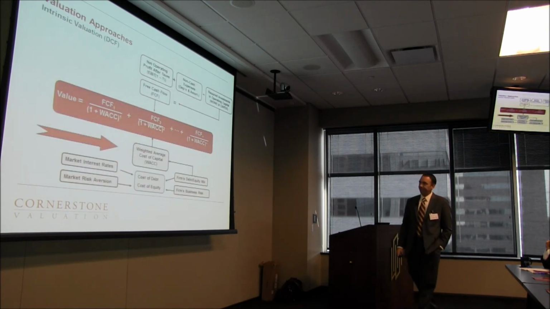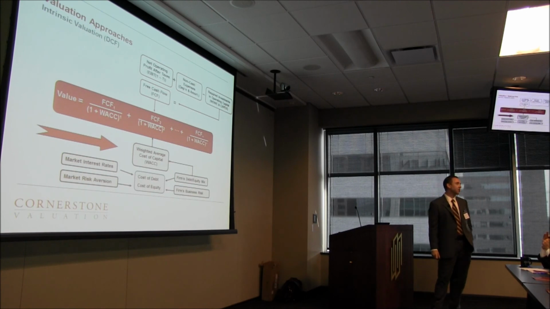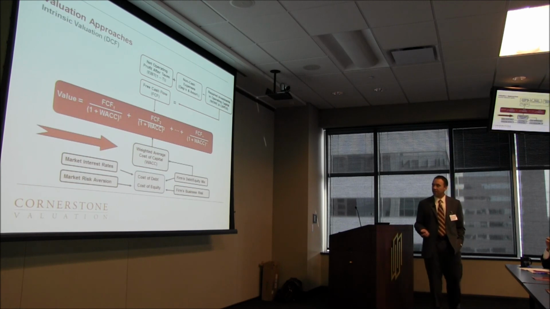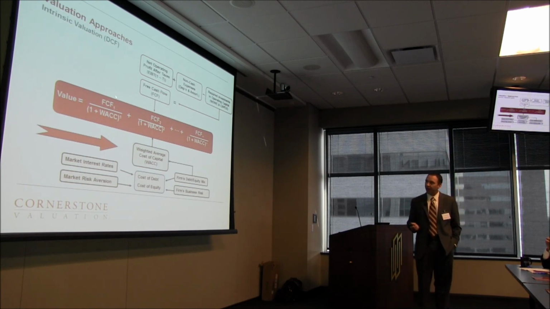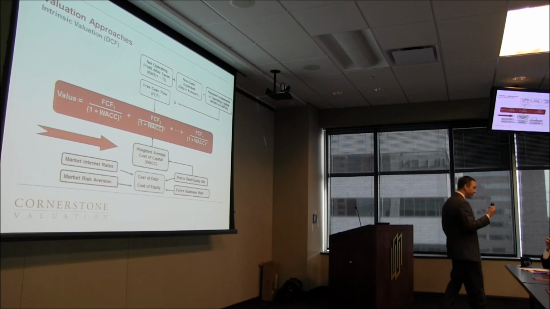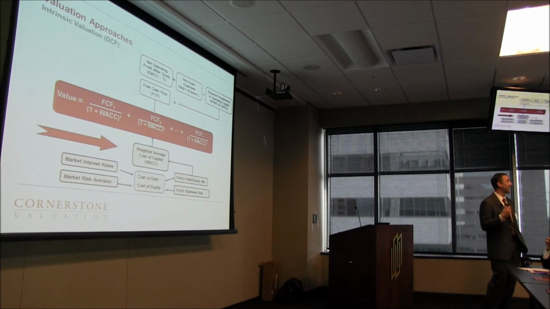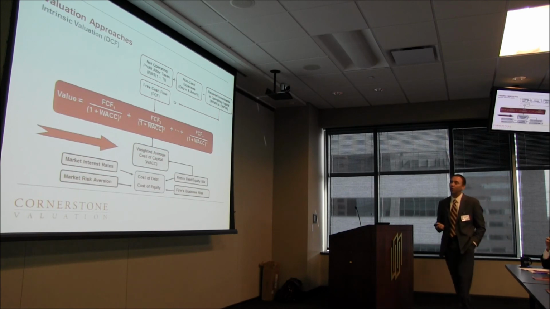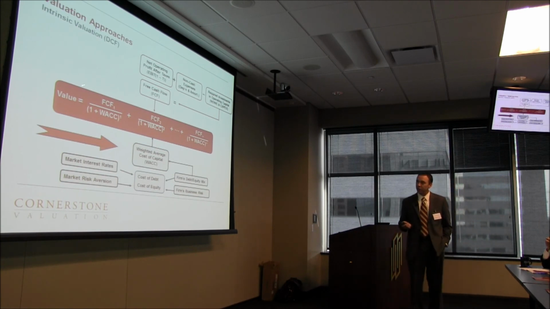This is a little graphic that walks us through the basic DCF type model. What we see in the top part of the fraction here are what we call free cash flows, and those are cash flows that go to all of the firm's investors, as opposed to net income or some other equity measure. These would be cash flows that go to all of the firm's different investors. And how do we calculate that?